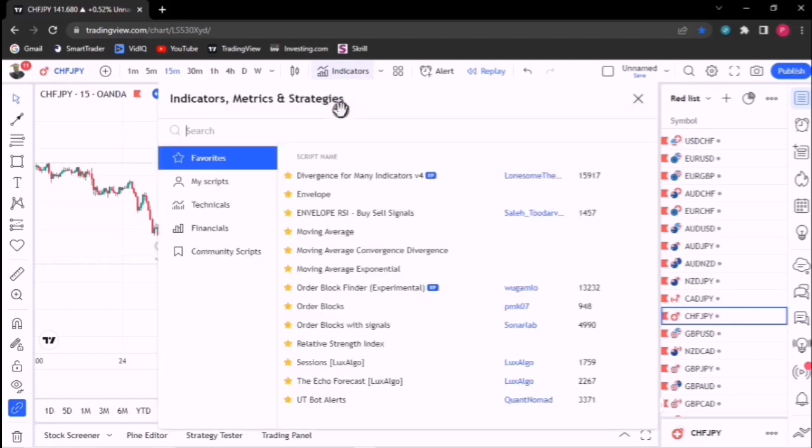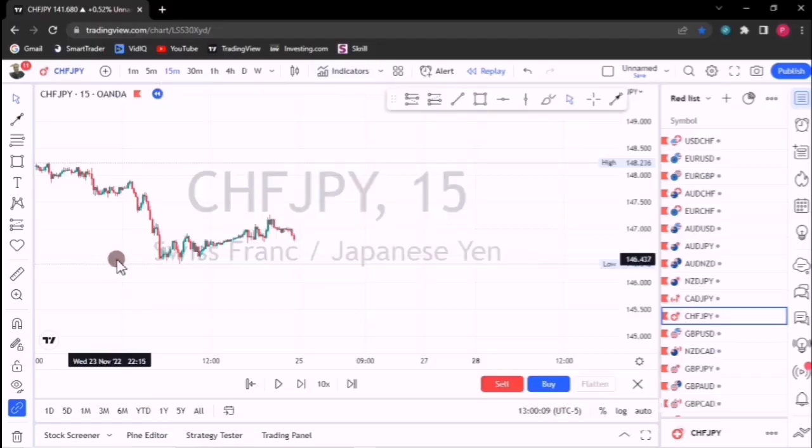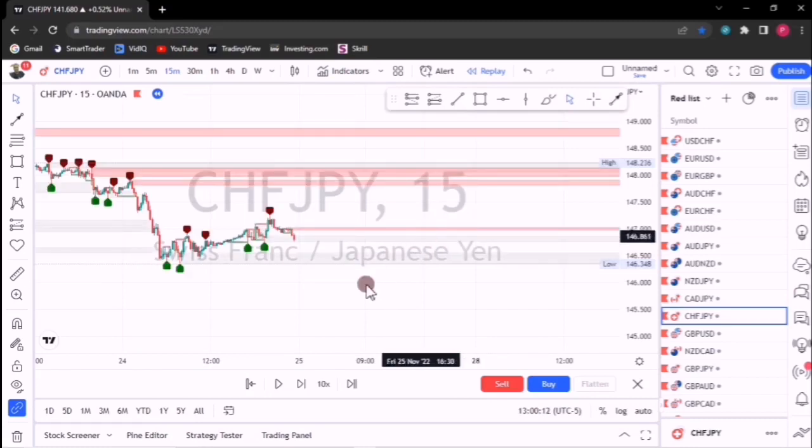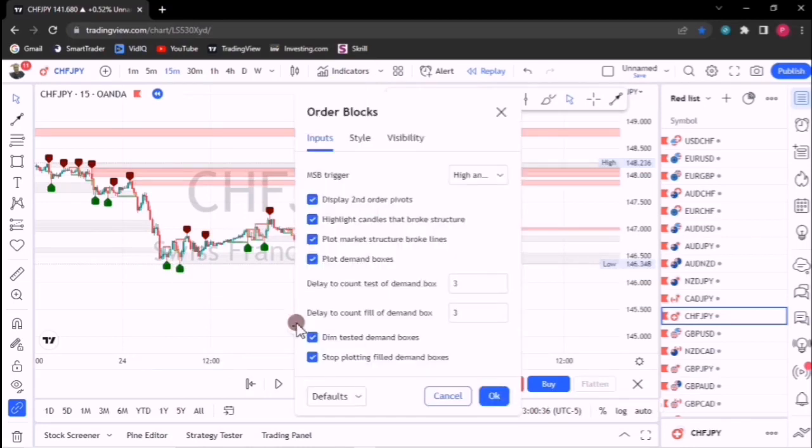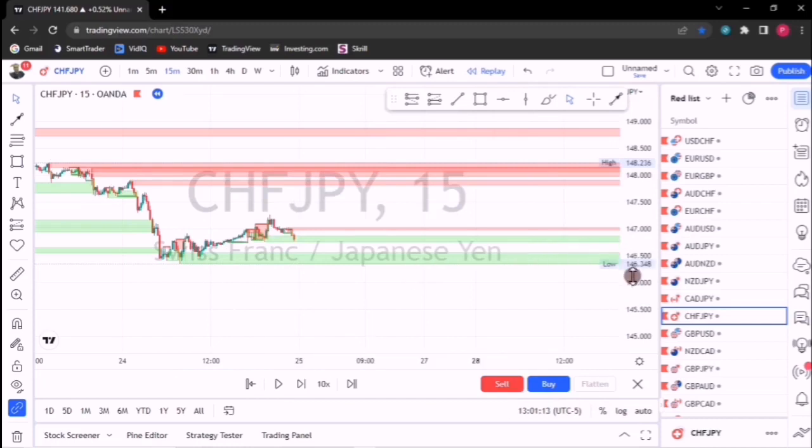Now the third indicator that I'd like to show you is order blocks, PMK07. You select that. Okay, let's put in some few settings. Make sure you uncheck the dim tested demand boxes, uncheck that so that you have green demand boxes. I'd like to uncheck this point of the order pivots because I'm not interested in the signals. I'm only interested in the demand and supply zones.